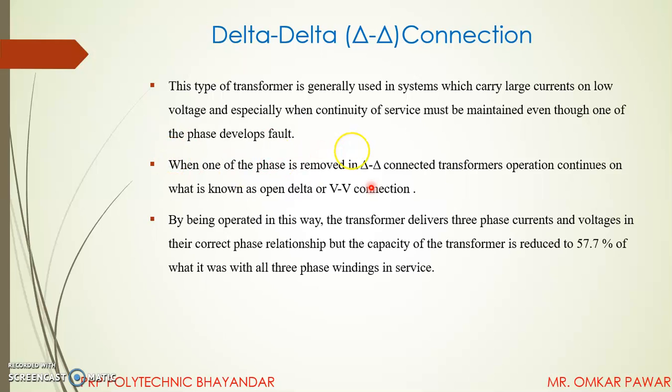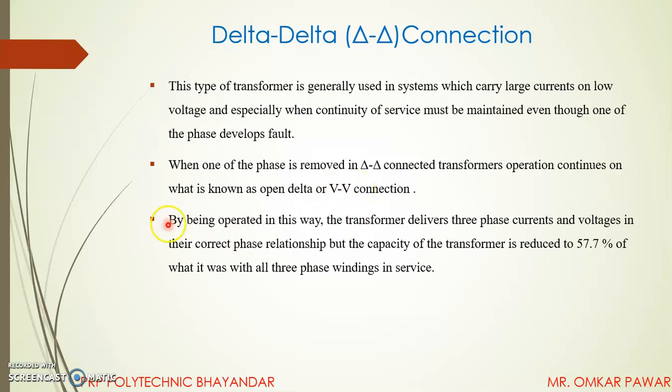If one of the phases is removed in a delta delta connected transformer, the operation continues on what is known as open delta or V connection. If one of the phases is removed or breaks, this type of connection continues to operate. That connection is called open delta. That is, one of the phases is removed, so the delta will be open. That's why we call it open delta, or it looks like a V shape. So it is also known as VV connection.